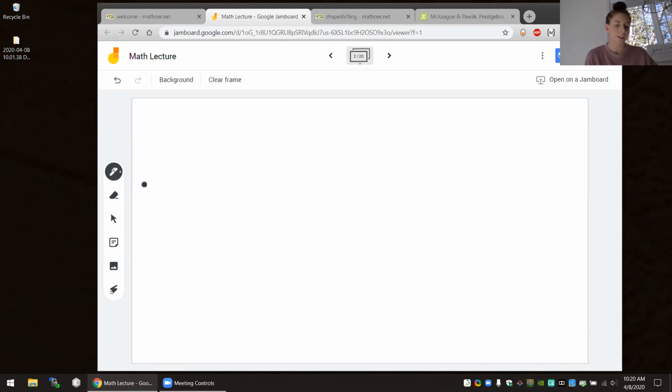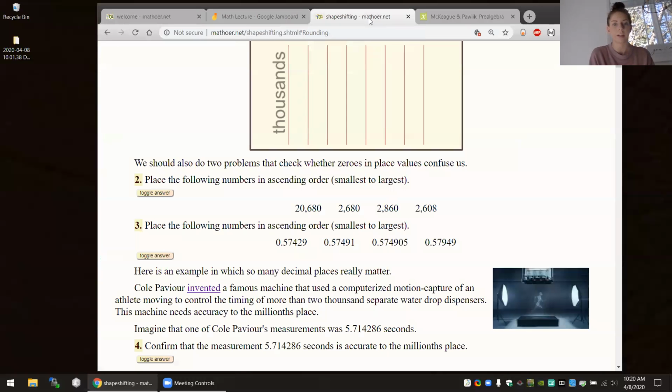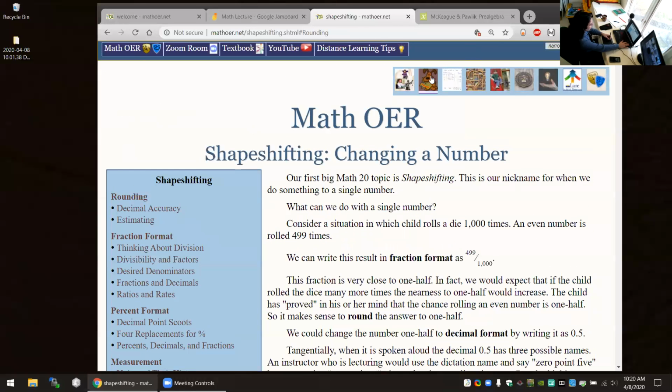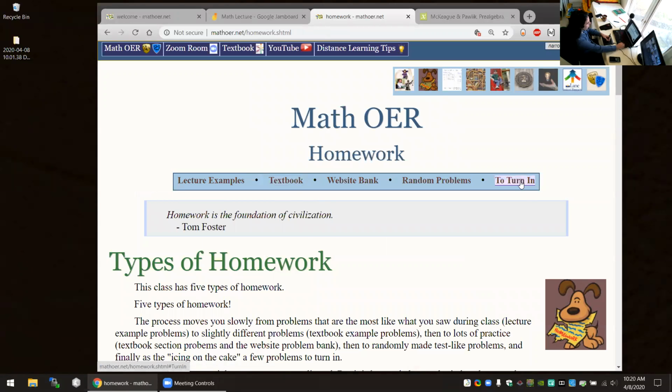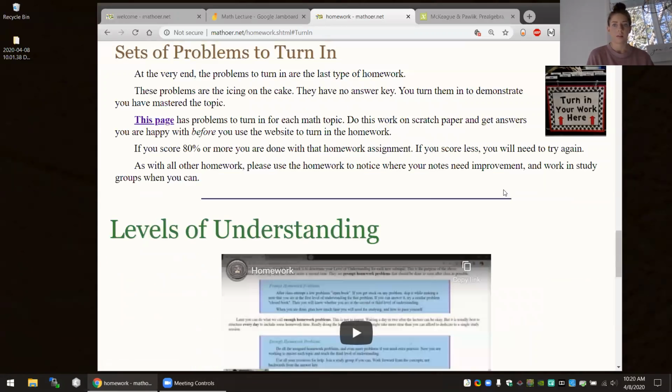I did have a question on number 1, 6, and 10 of the rounding decimals, I believe it was, for homework. So which part of the homework? The turn-in problems? Yes. Okay, so turn-in problems.